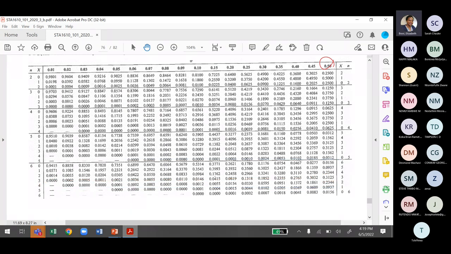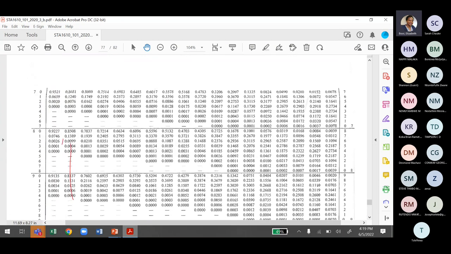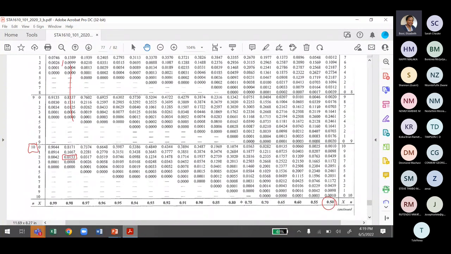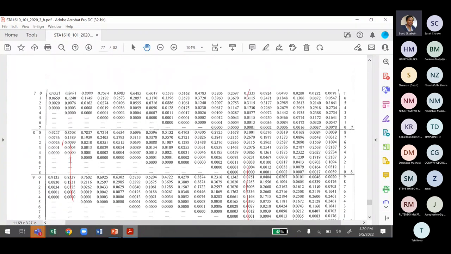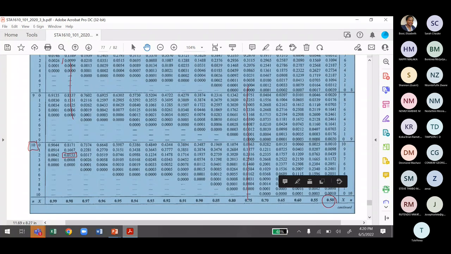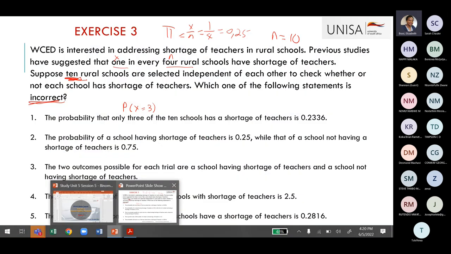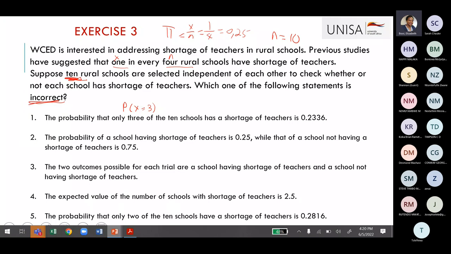Identify your 0.25, N is 10. N is 10 is right at the bottom. Because at the top of the table I am missing some values, I'm going to go to the bottom and look for 0.25, which corresponds to 75, right? So that will be the column that we are using. Our N is 10, X is 3. It's 0.2503. Let's see, 0.2503. This one says 0.2336, which is not the incorrect one.